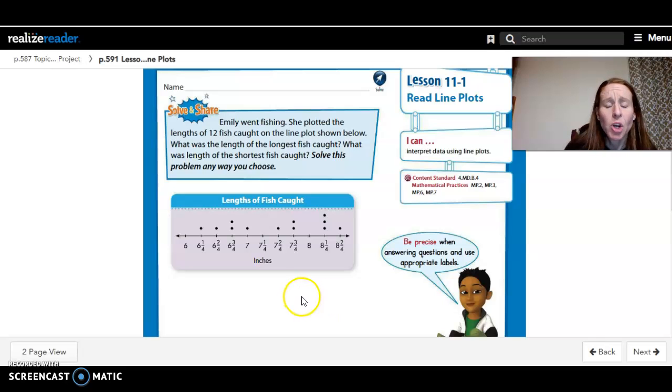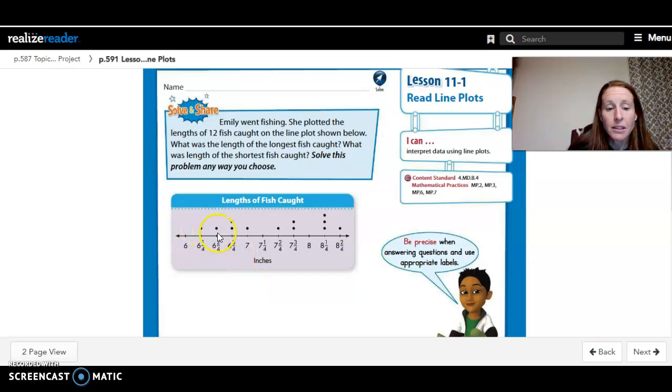A line plot will always have a title that gives you information about the data. So the title of this is Lengths of Fish Caught. There's also going to be a label at the bottom, which tells you what these numbers stand for. So the label at the bottom is inches. That means all of these numbers on the line plot represent inches: 7 inches, 7 3/4 inches, 8 inches.